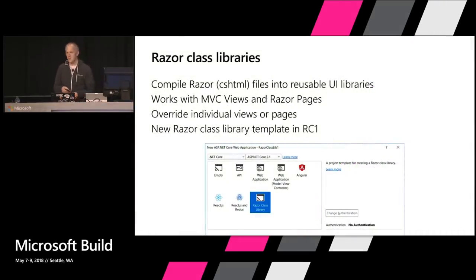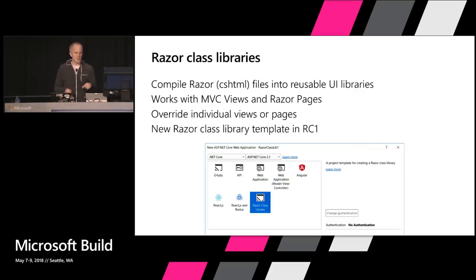Well, let's go take a look at Razor class libraries now. Razor class libraries are a way for you to take some UI that's implemented as an MVC view or Razor page, compile it into a class library that you can then share and reuse. It works with views and Razor pages, and you can override any of the views or pages that are in that library from your application. So you're not stuck with whatever the person who built that library originally designed. You can tweak it, you can change it, you can mess with it.